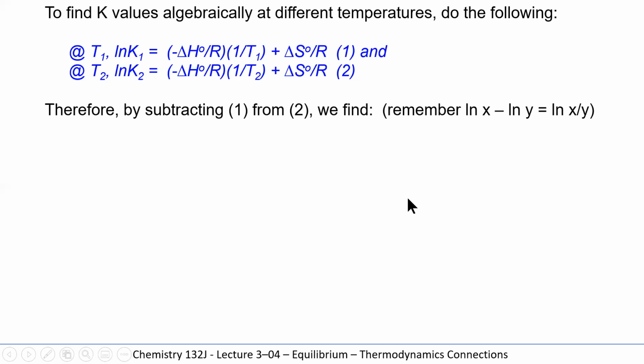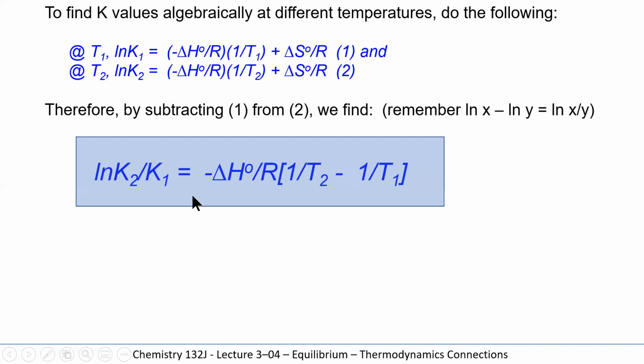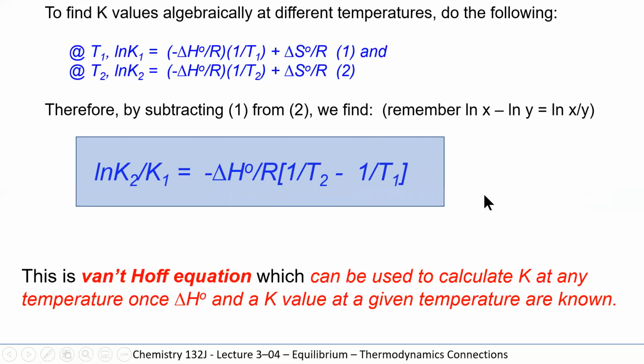Now, if you subtract equation 1 from equation 2, and remember, the ln of x minus the ln of y equals the ln of x divided by y, you end up with this very useful equation here. The ln of K2 divided by K1 equals minus delta H 0 over R times 1 over T2 minus 1 over T1 for our two different temperatures.